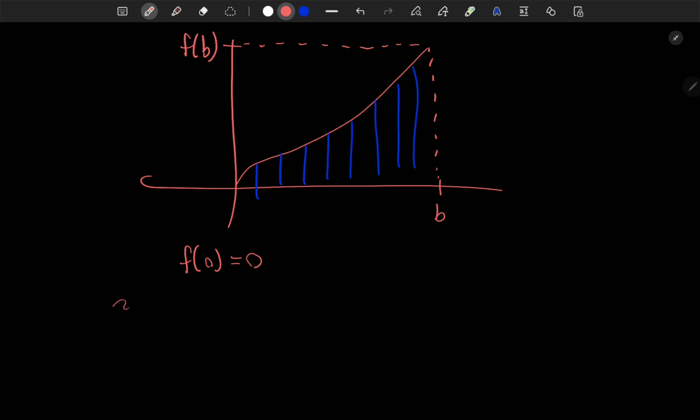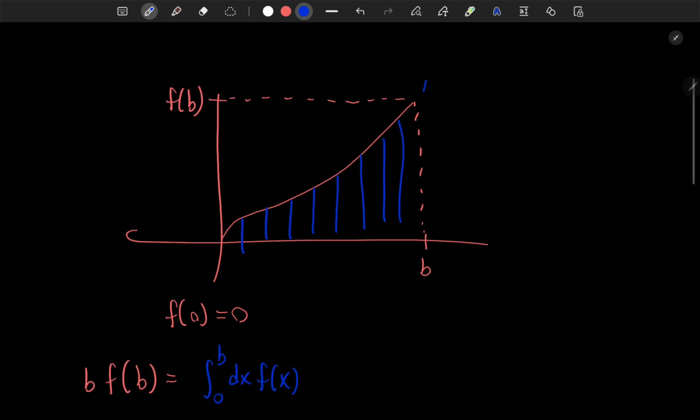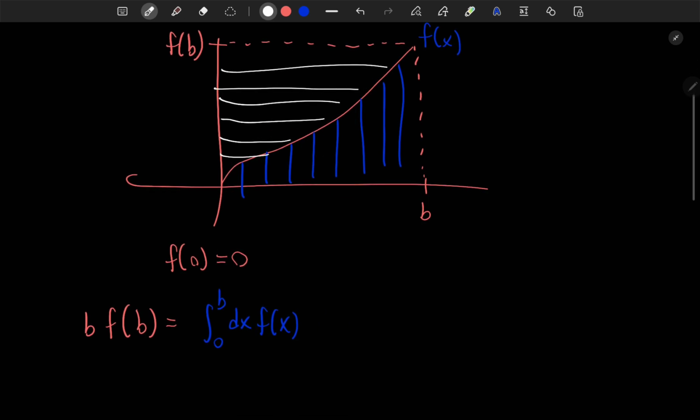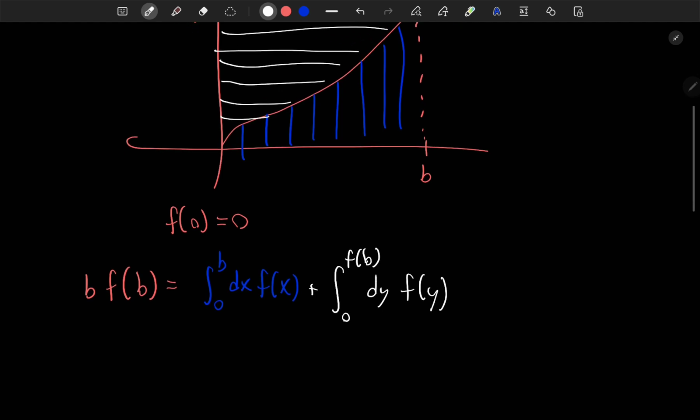The area of the whole rectangle, which is b f of b, well, that is the area from the integral, 0 to b dx f of x, of whatever function f that is, plus the remaining area. This remaining area, that is the integral of the inverse function. And now we'll write it with dy f inverse of y. There's a fun little identity.